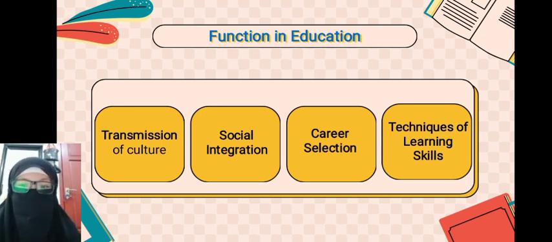And the last, techniques of learning skills. Education teaches individuals various techniques of learning professional skills. And then when someone or the teacher has professional techniques of learning skills, then we can move to the educational function. Here, we have four points in educational function.